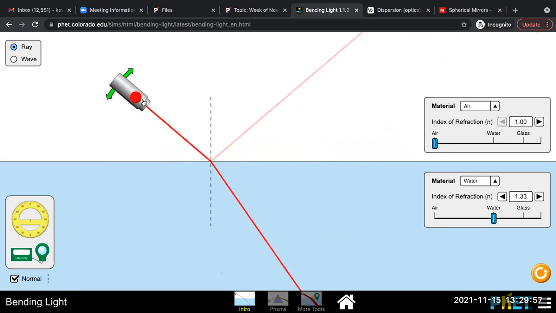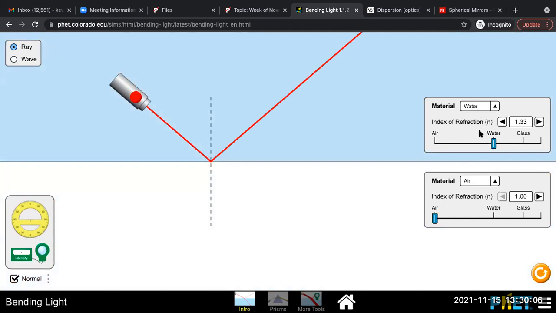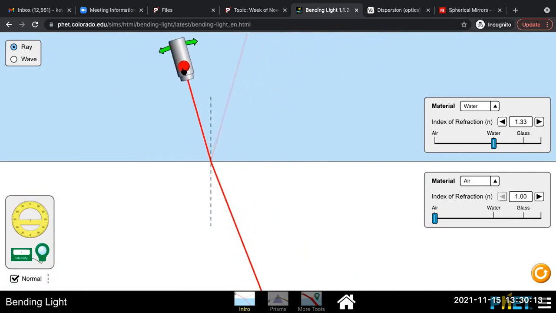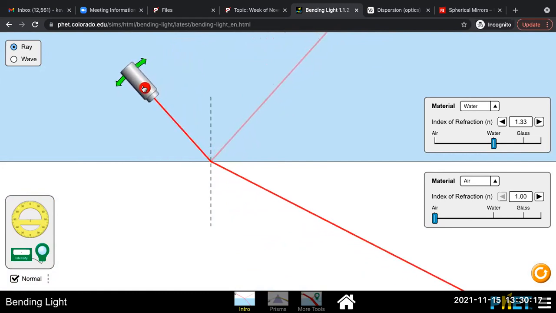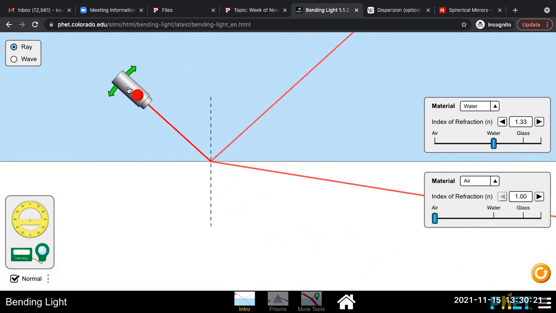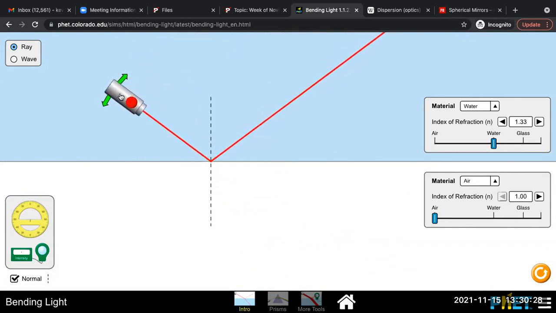So something really cool to look at is if we flip this around. We get to a bigger angle, bigger angle, bigger angle. And eventually, it can't get out at all.